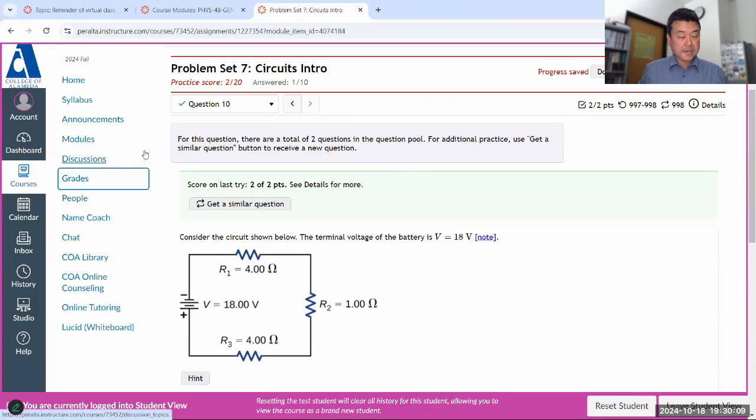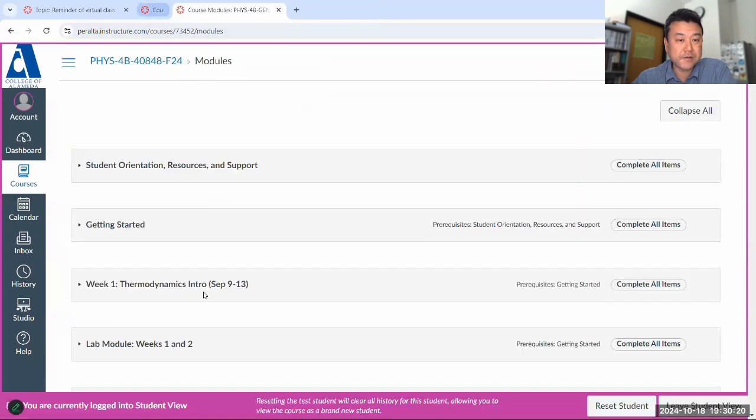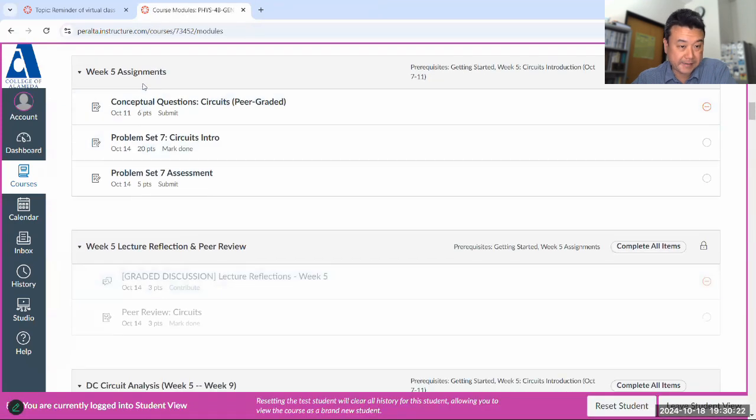So that's it for problem set 7. Let me use the remaining time for the same thing with problem set 8. So let me go into modules and just navigate to problem set 8.